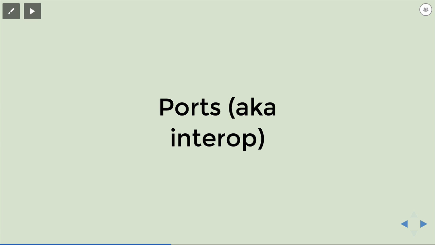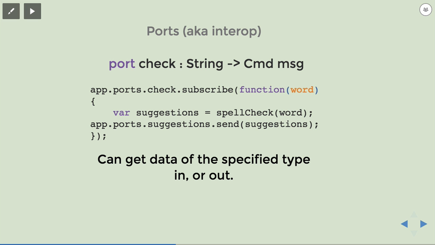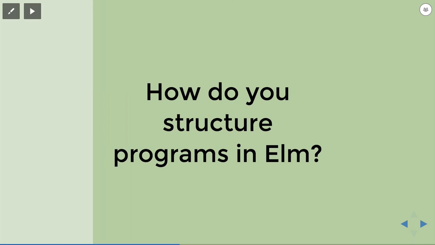Ports, aka interop. Here's some code that shows you what a port is. In this port check, it takes a string and it gives out a command message. You can see on the JavaScript side, you have the app, which is a program, and the app has a list of ports, and you can subscribe to the check, and you can also send to another port. So you can get the data of the specified type inside the Elm program, or outside to the JavaScript side. If you want to have any communication with JavaScript, you need ports.